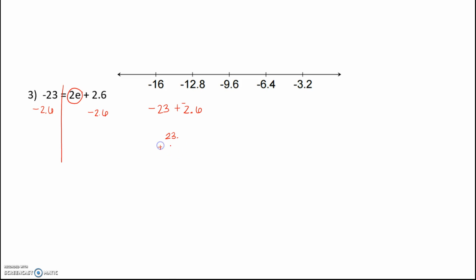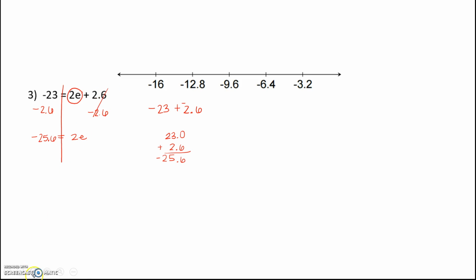So 23 plus 2.6. I'm going to put a 0 here to make it easier. So 6, 3 plus 2 is 5, and then I have a 2. And I have to keep my sign, same sign, add and keep, okay? So now I have negative 25.6 equals 2e, okay? Now we are set.